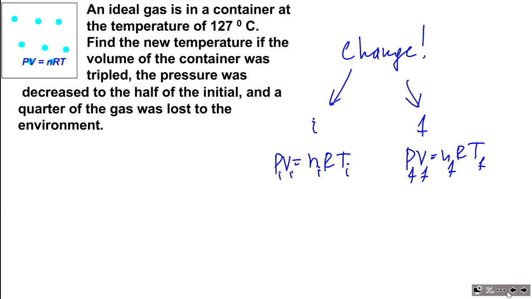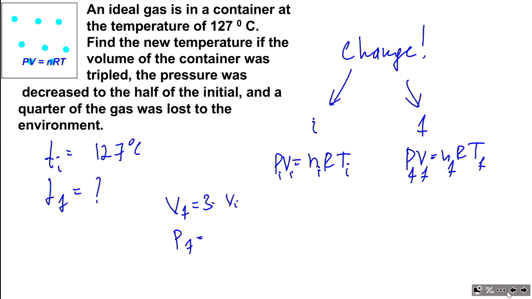Well, what do we know? The ideal gas has an initial temperature of 127 degrees Celsius. This is what we're looking for, the final temperature. The volume was tripled, so the final volume is equal to 3 times the initial. The pressure was decreased to half of the initial. The final pressure equals a half of the initial. And a quarter of the gas was lost.